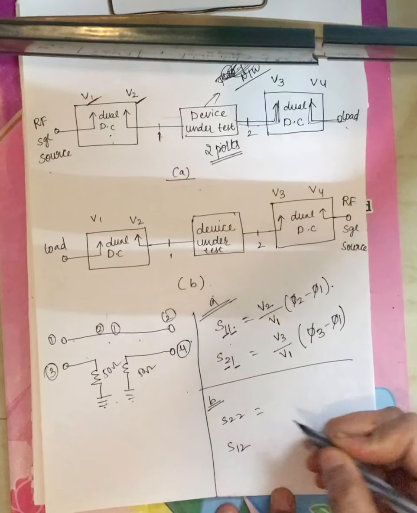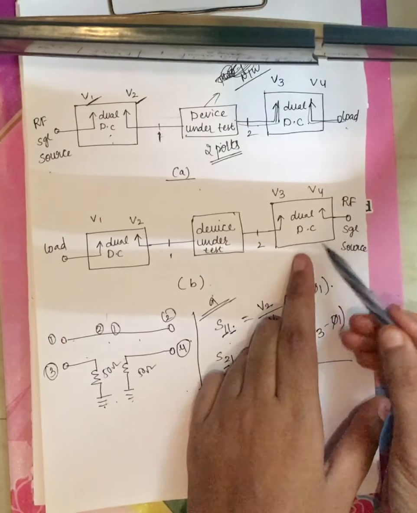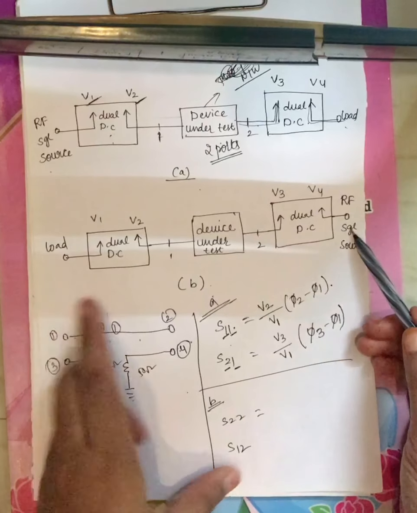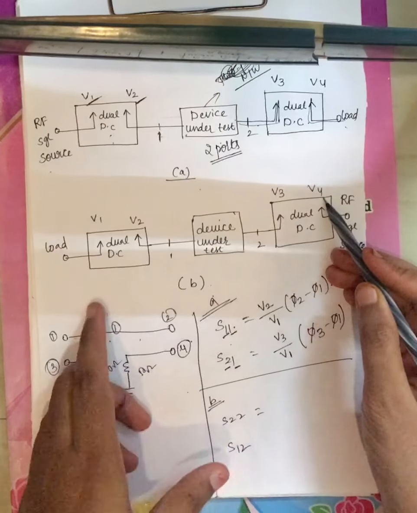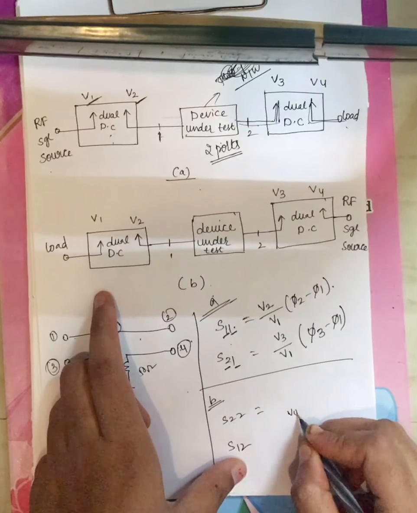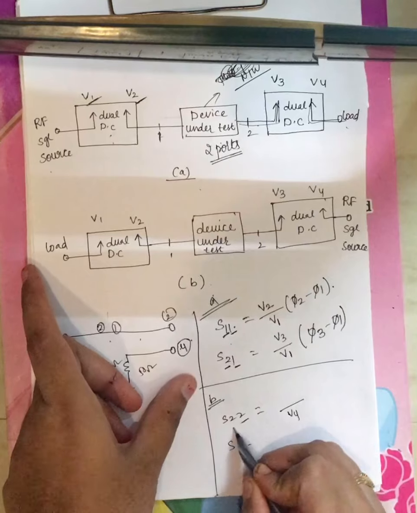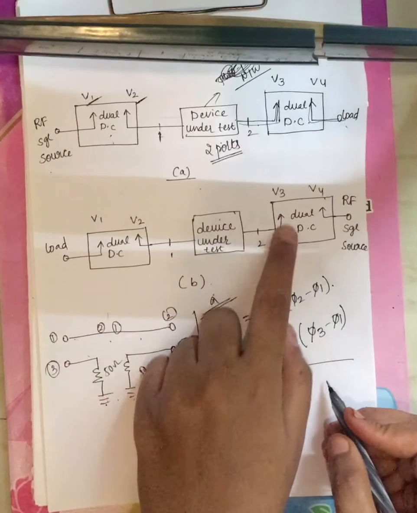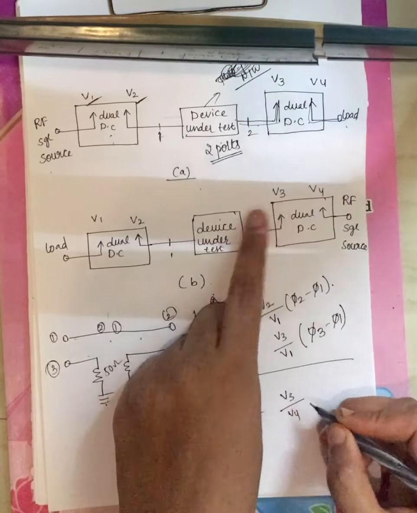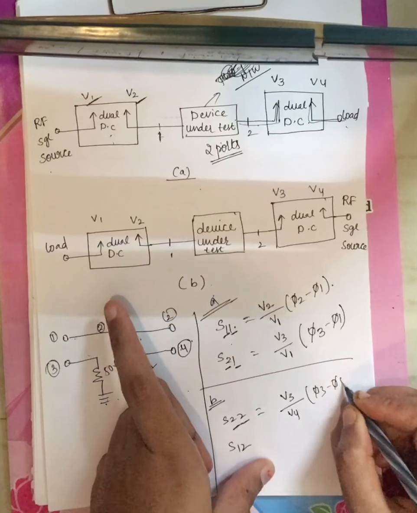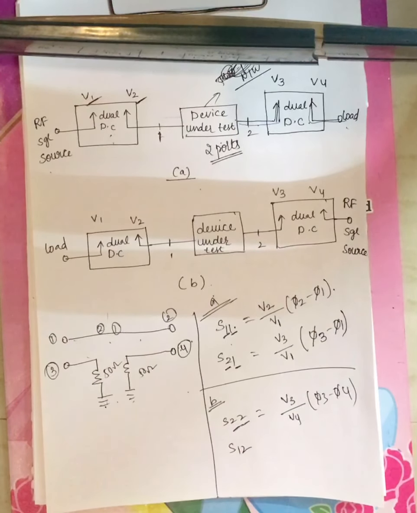Now coming to setup B, the RF signal source and load are interchanged, right? Now what is input here? V4, right? Input is V4. Now what is output of port 2? Input given through port 2, output collected from port 2. The output is V3. Now V3 by V4, with phase phi 3 minus phi 4, is the scattering parameter, that is S22.